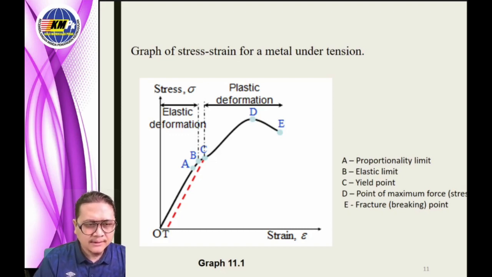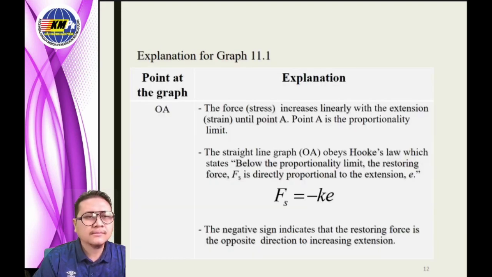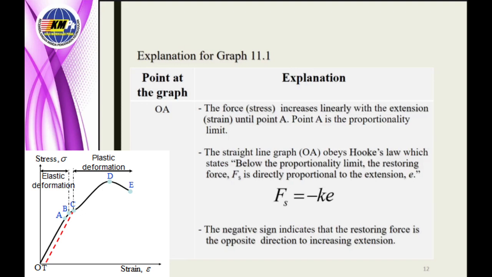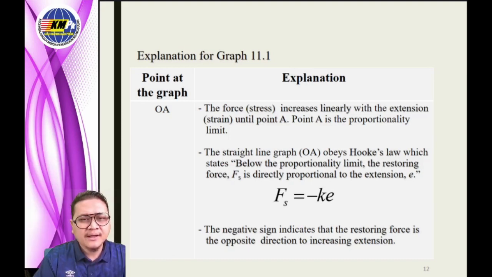So, first of all, let's look into the point of the graph between O and A. Between O and A in the graph, the force increases linearly with the extension until point A, where point A is called the proportionality limit. The straight line of the graph OA obeys Hooke's law, which states below the proportionality limit, the restoring force Fs is directly proportional to the extension.